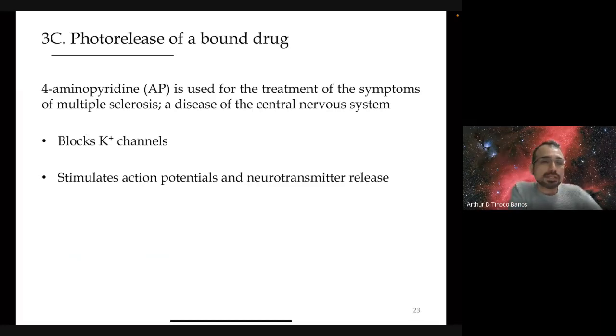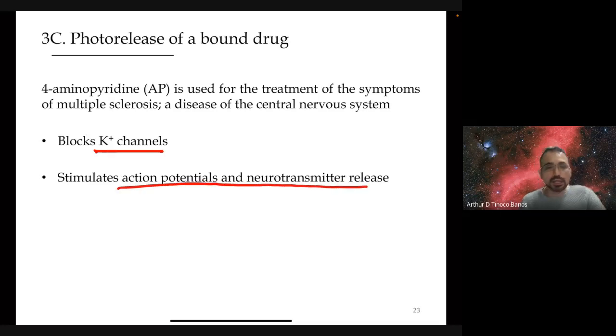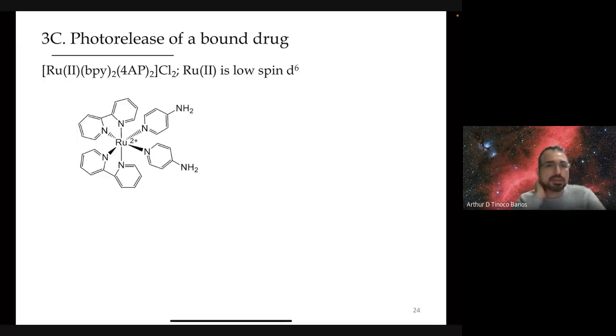Okay, so let's look at an example of the photorelease of a bound drug. Here we're focusing on 4-aminopyridine, abbreviated as AP, which is used for the treatment of symptoms of multiple sclerosis, a disease of the central nervous system. This particular molecule has a capacity of blocking potassium channels, and it can stimulate action potential and also neurotransmitter release. But let's look at it from the perspective of its coordination to a metal center and how its release can be facilitated.